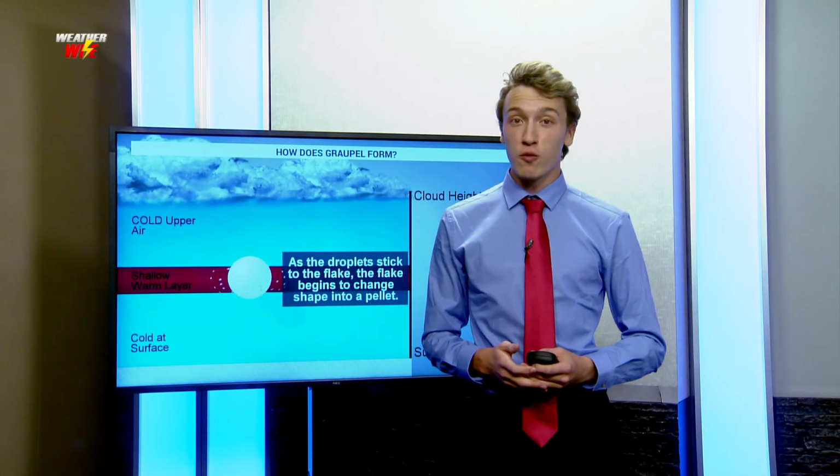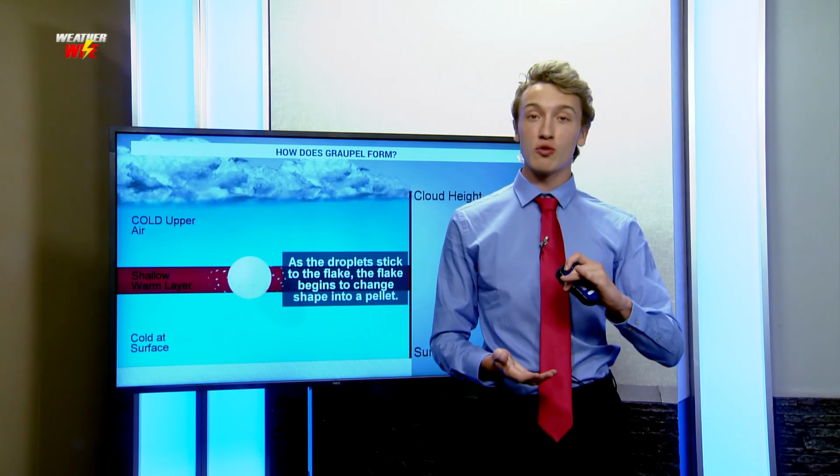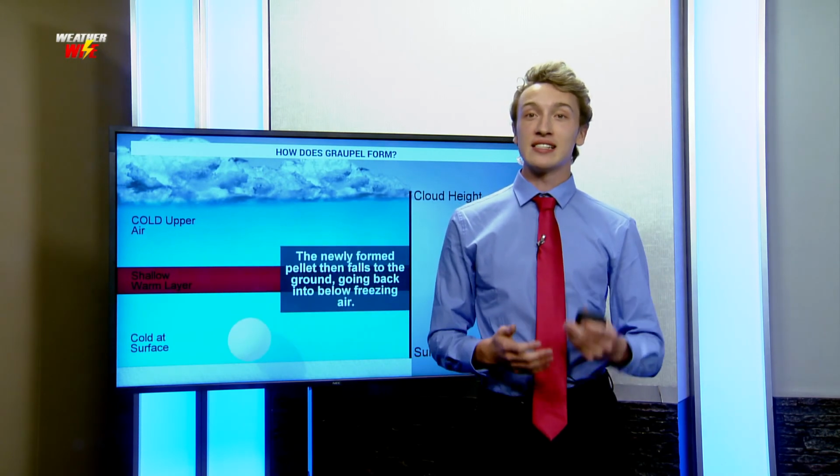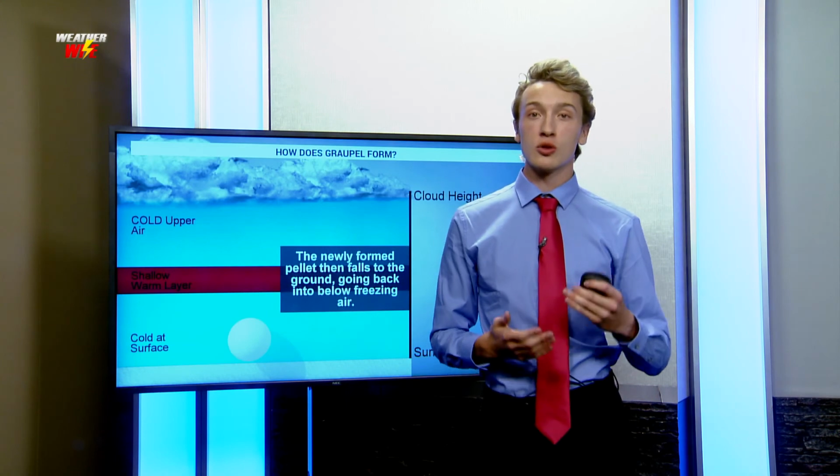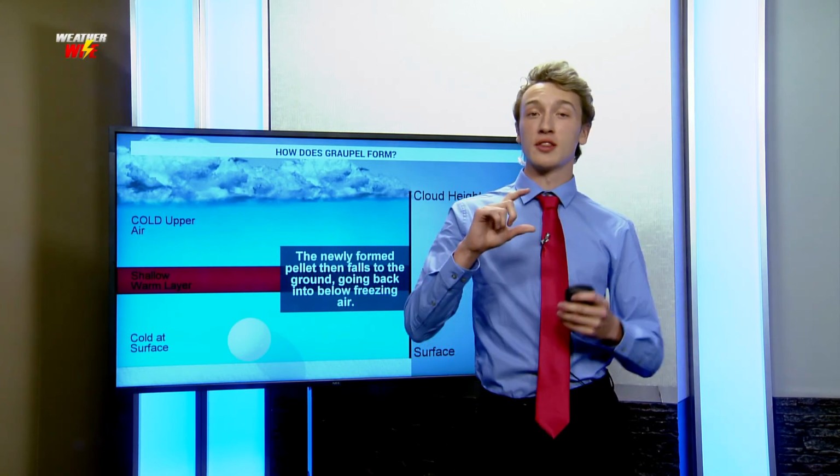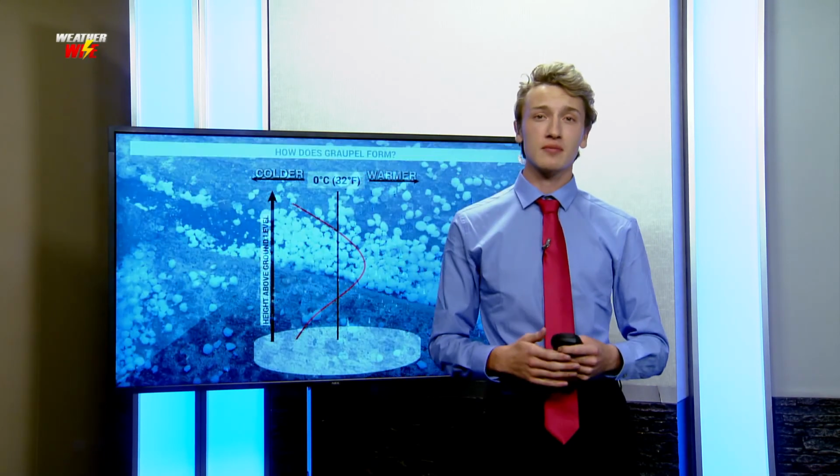Now, sleet forms with the same layer configuration in the atmosphere, except you have the cold, warm, and cold, but the warm layer is slightly larger and it's warmer, which means that that snow isn't going to partially melt, but it's going to melt completely. And that layer is going to freeze into hard ice pellets.